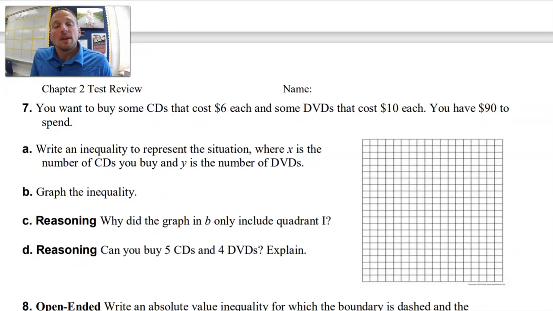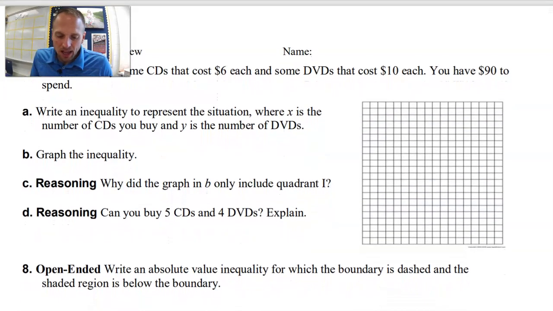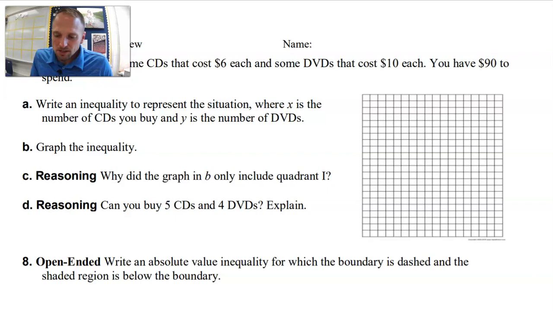Okay, number 7. You want to buy some CDs that cost $6 each and some DVDs that cost $10 each. You have $90 to spend. Letter A, write an inequality to represent this situation, where x is the number of CDs you buy and y is the number of DVDs. Okay, so this is each and each.